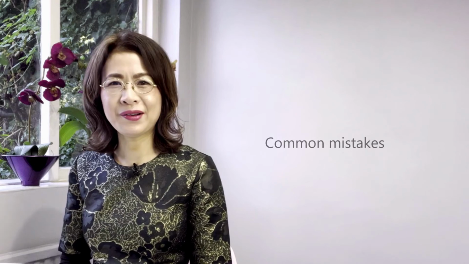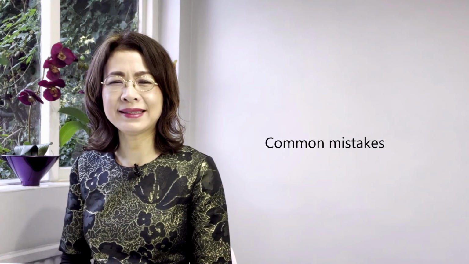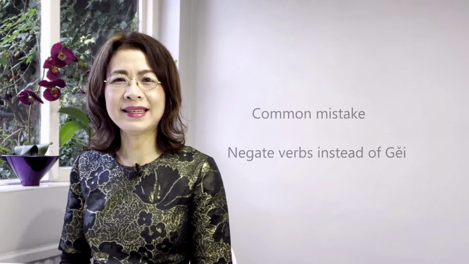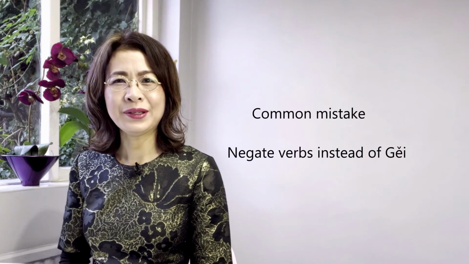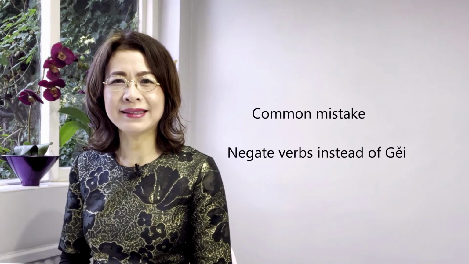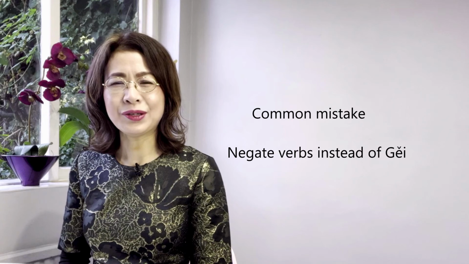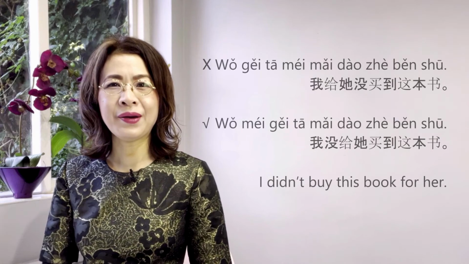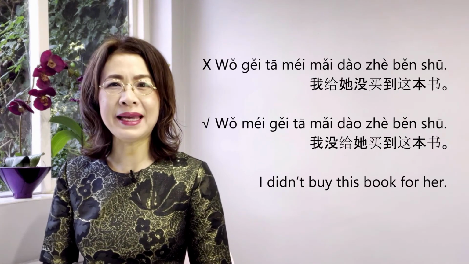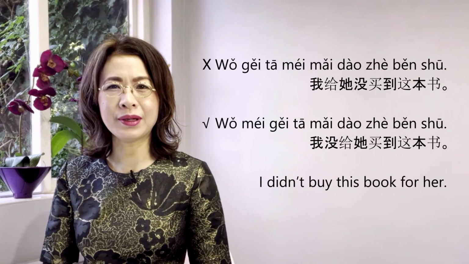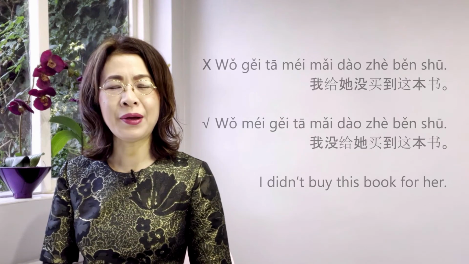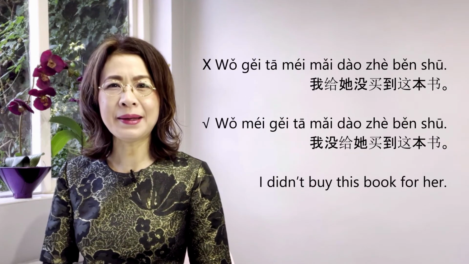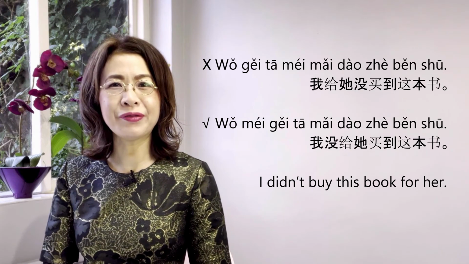Now let's take a look at some common mistakes. The first mistake is using gěi to express negative sense. The negator shouldn't go before the verb as it does in English. It's wrong to say 我给他没买到这本书. It should be 我没给他买到这本书. I didn't buy this book for her.